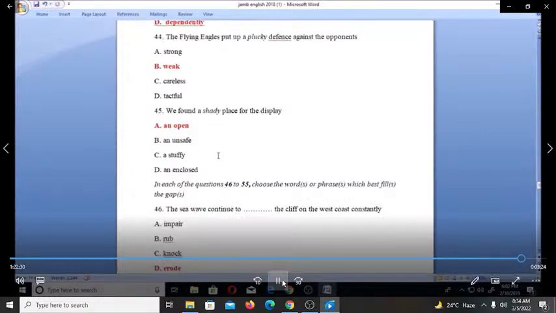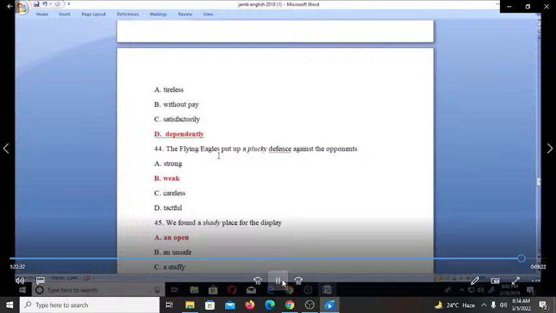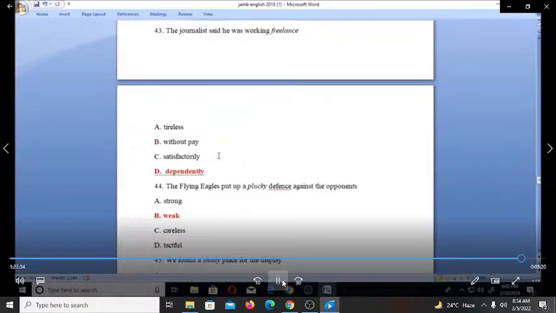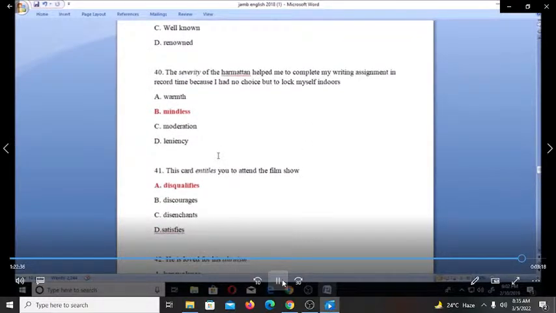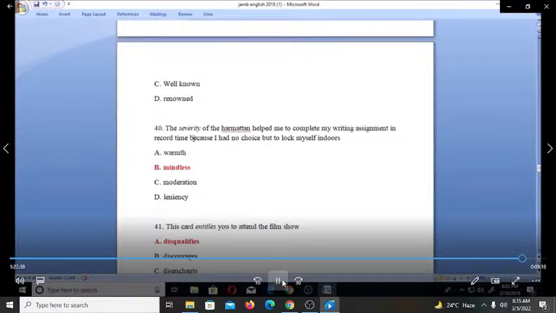So that's where we're going to be stopping for this. We've looked at synonyms and we've looked at antonyms, and where we are exposed to a challenge. Number 40, the severity of harmattan helped me to complete my assignment in record time. So what is supposed to be the answer? I'm giving you number 40 as an assignment. So get it done and send your answers in the comment section of this video.